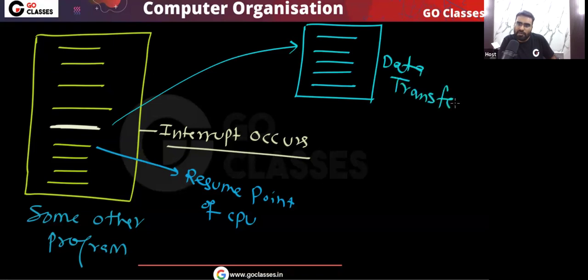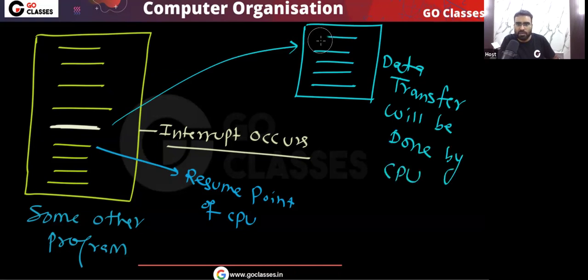This data transfer will be done by the CPU. What does it mean? From the IO buffer, the data will go to the CPU, and from the CPU, the data will go to the main memory. So you can easily see that this data transfer will be done by the CPU.